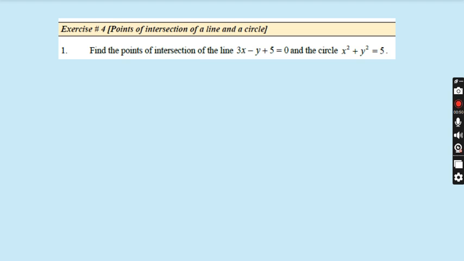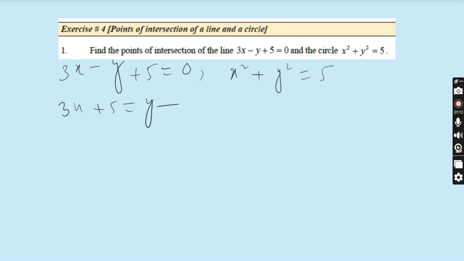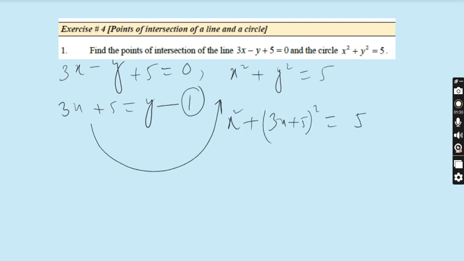So see question number 1: find the point of intersection of the line 3x minus y plus 5 equals 0 and the circle x square plus y square equals 5. Make x or y the subject of the given equation. Assign the name equation number 1. So 3x plus 5 equals y. Put this value of y in the equation of the circle. So x square plus (3x plus 5) square equals 5.